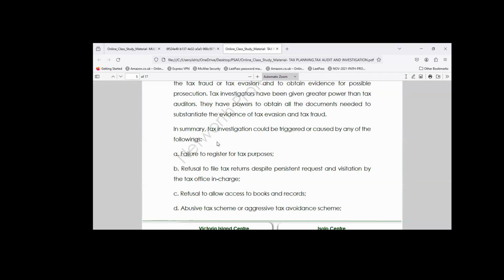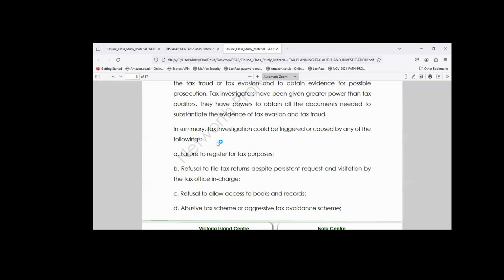Refusal to file tax return. When you refuse to file tax return, you do not file VAT as I explained. You do not file company income tax as I explained. All this, when you do that, it can result into tax investigation.